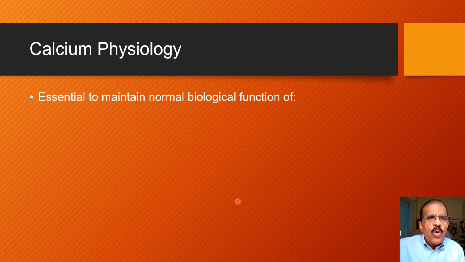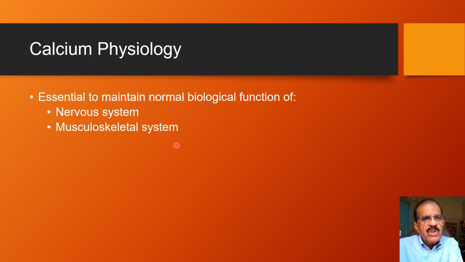What is the role of calcium? I will not be able to go into the detailed physiology, but I would say that it is extremely essential to maintain normal biological function. All excitable tissues in the body, like our neurons, like our nerve cells, like our skeletal muscles, like our smooth muscles, like our heart muscle, like our conduction system in the heart. So everything is important for life and everything needs calcium.